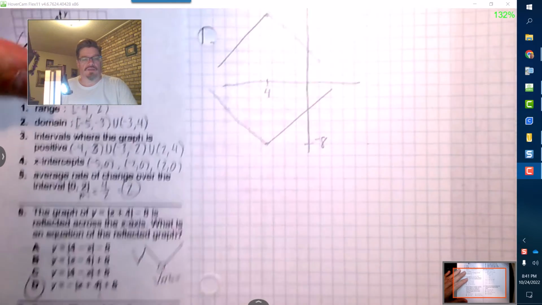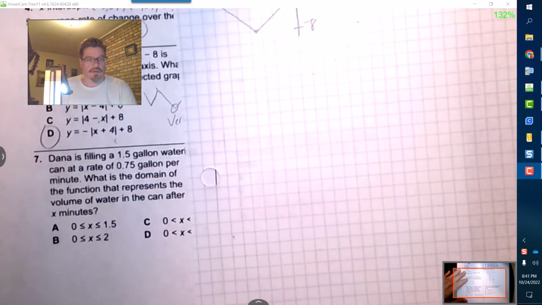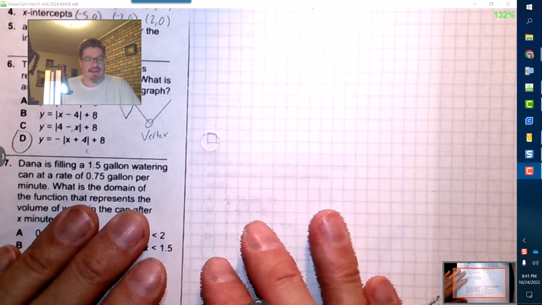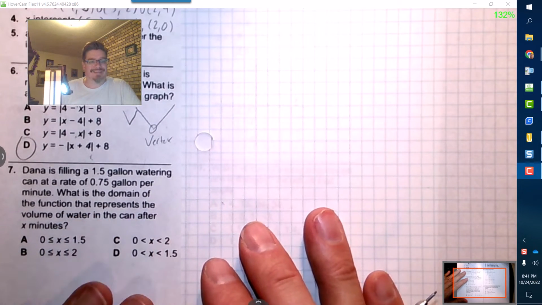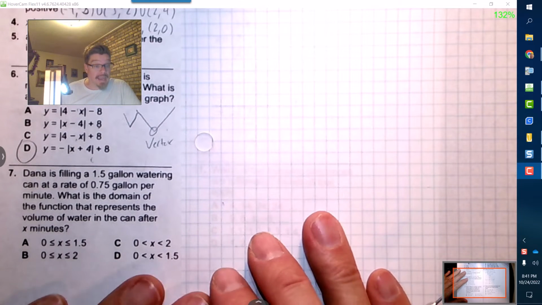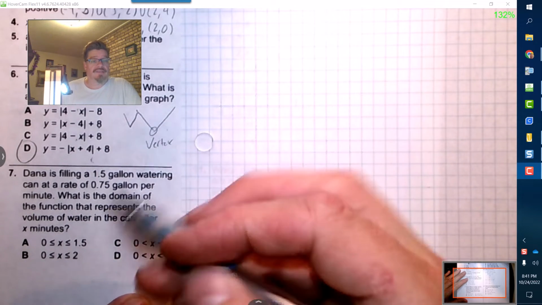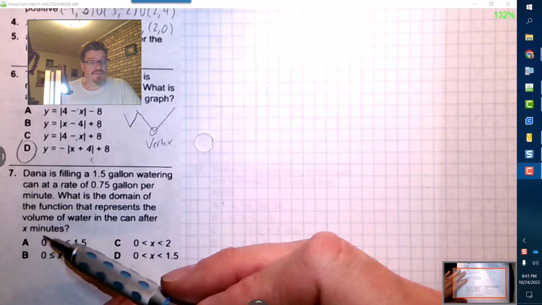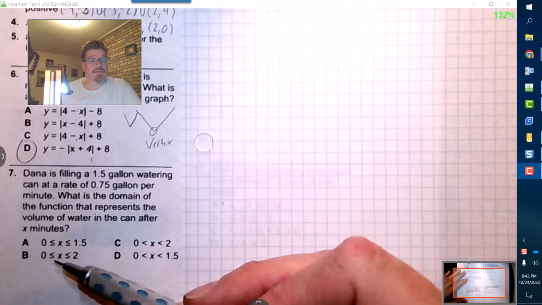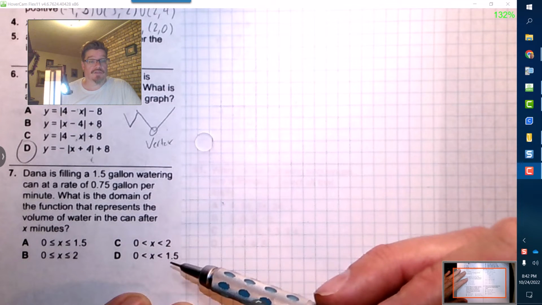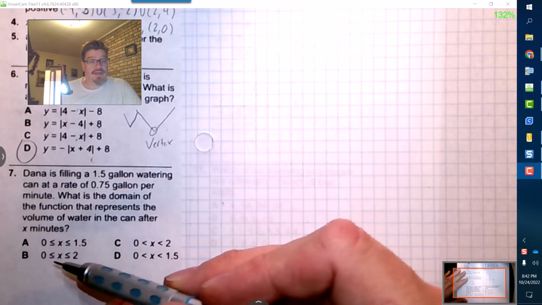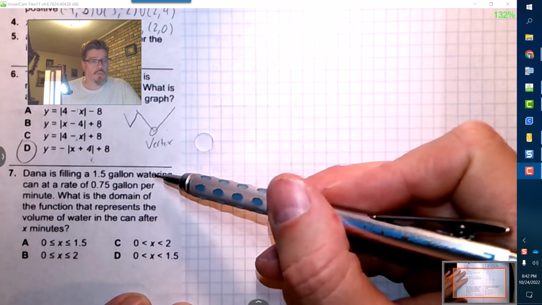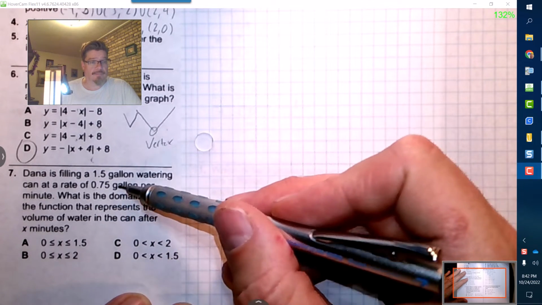All right, 7. We're also going to use the graphing paper for this one as well. Dana is filling a 1.5 gallon watering can at a rate of 0.75 gallons per minute. What is the domain of the function? Okay, now you can see here that it looks like x for each one of these instances is starting at 0, and then it'll go all the way to the end of a particular limit.